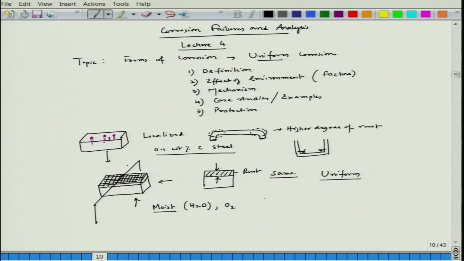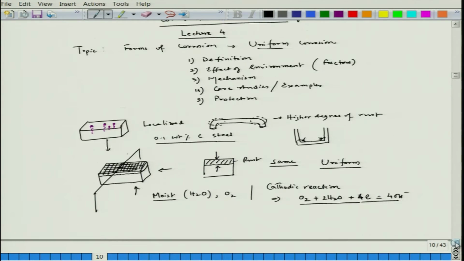So, the cathodic reaction that can happen is this. We are not discussing in detail what a cathodic reaction is. Cathodic is basically nothing but wherever electron is accepted, that is cathodic, and wherever electron is released, that is anodic reaction. So, this cathodic reaction can happen over this surface.